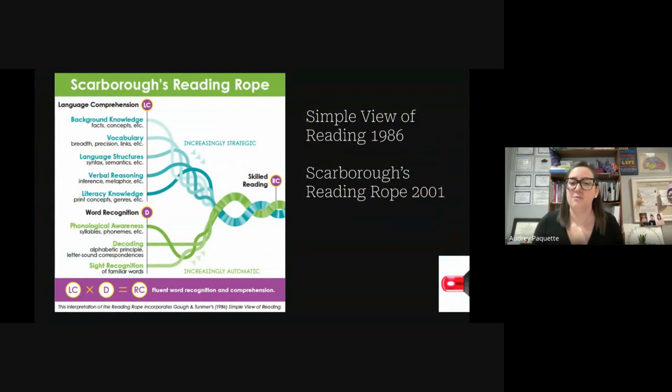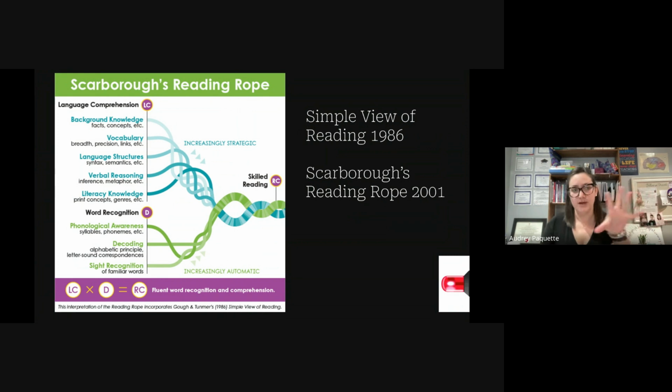This will most likely be familiar to some of you. This is Scarborough's Reading Rope. It is really one of my North Stars as an infographic. I use it all the time. I have it up on my wall. I talk about it with students, with parents, with colleagues. It's a great visual representation that truly shows what a skilled reader needs.